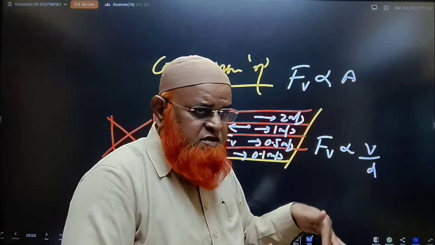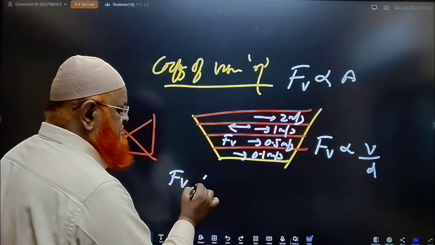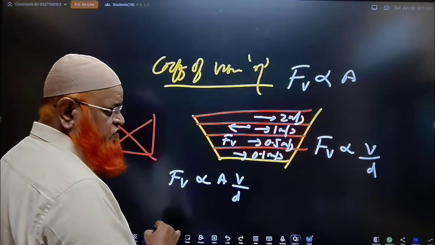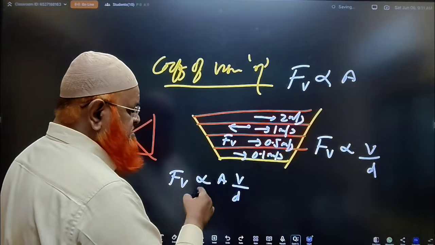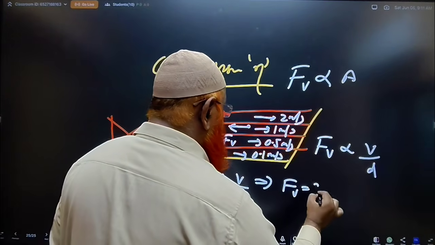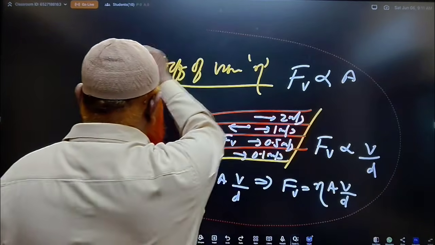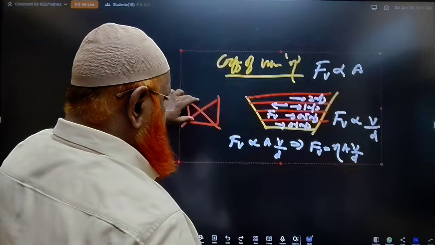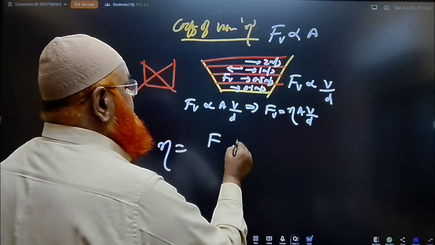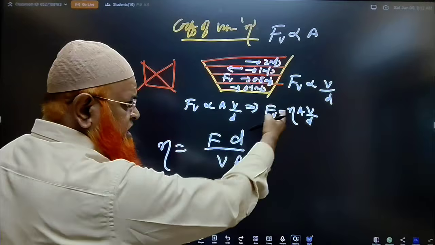So the decrease in velocity with respect to depth is called the velocity gradient. If you join these two, viscous forces are directly proportional to A, and this is delta V by D. So viscous forces are proportional to area times velocity by depth. If you remove this proportionality, you will get eta A, change in velocity with respect to depth. So this is going to be your formula for viscous forces. Therefore, the coefficient of viscosity is nothing but F D by V into A, that is F D by A V.